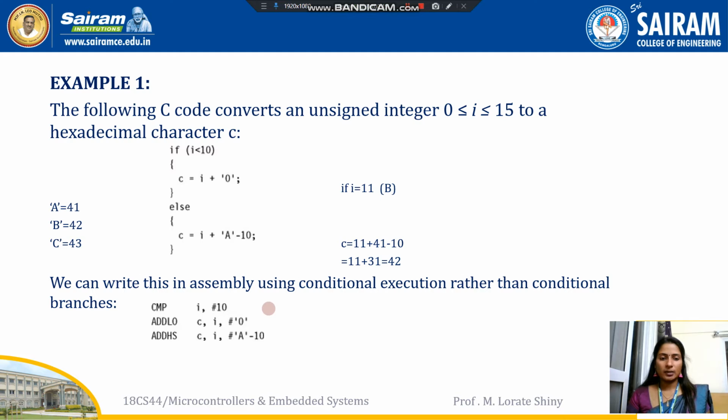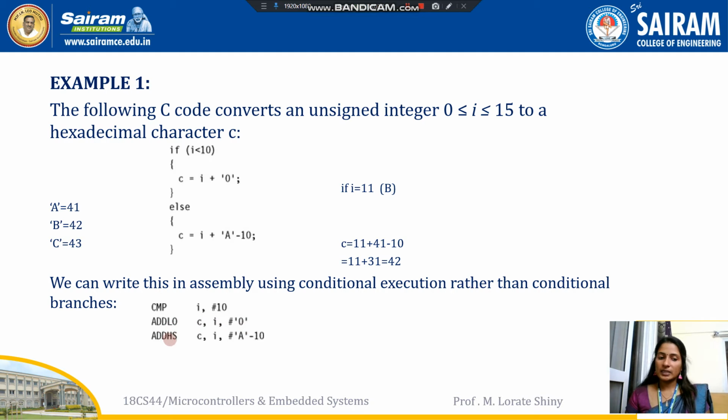We'll see the assembly code for this C. So first compare instruction, I am comparing whether my input is 10 or not. Then next instruction, add instruction, but we have a condition here. Condition is LO. So I am checking whether my I is lower than 10 or not. If it is lower than 10, that means that is an integer number, 0 to 9, so I need not convert to a hexadecimal value. I should add 0 with that. So what I am doing, result is equal to I plus 0. I'll get the result.